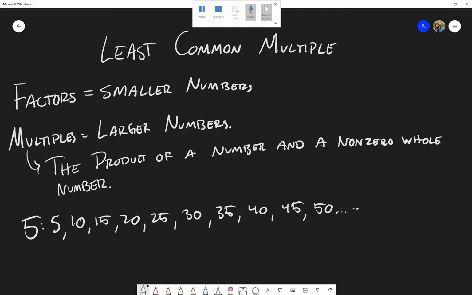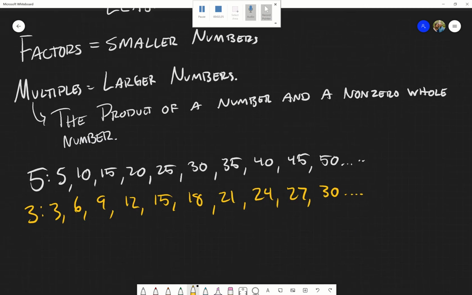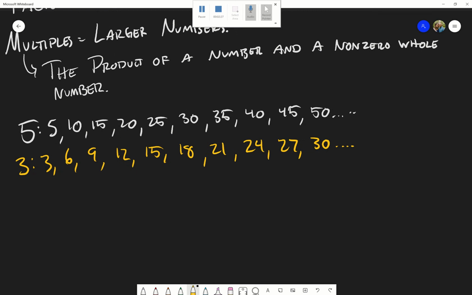forever. Then if I said, okay, well, great, what are the multiples of 3? Okay, well, this is 3, 6, 9, 12, 15, 18, 21, 24, 27, 30, continuing on forever and ever and ever. All right, we know multiples. Multiples are just counting in lists of numbers here.